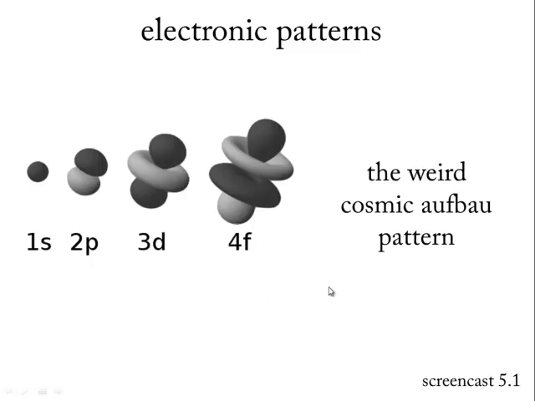Our most recent understandings are more complex than that, and this is some of the images that show where electrons are around the nucleus, and this is known as the aufbau pattern. This is the topic of screencast 5.1.